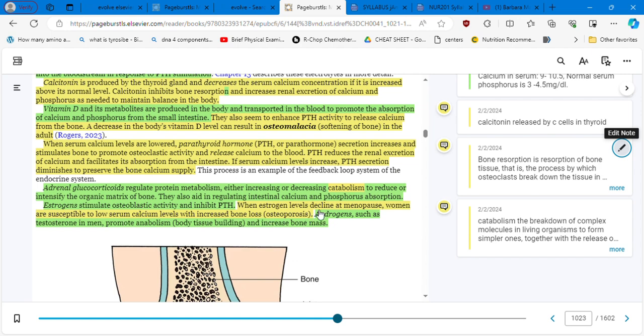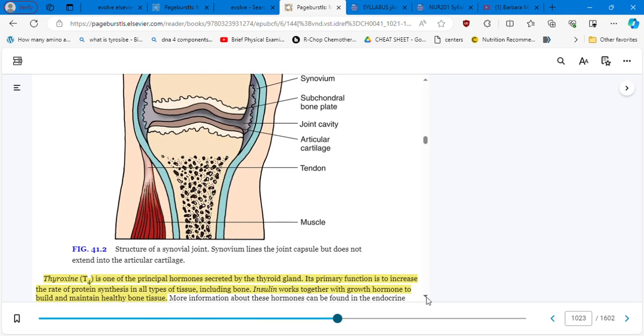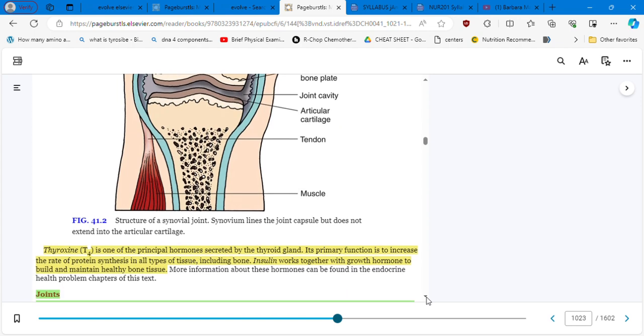When estrogen levels decline at menopause, women are going to have less osteoblastic activity, fewer new cells in the bone. Women are susceptible to low serum calcium levels, of course, and increased bone loss, osteoporosis, because we don't have that much osteoblastic activity. Androgens such as testosterone in men promote anabolism, body tissue building, and increase bone mass. And here you have an image of the synovial joint.